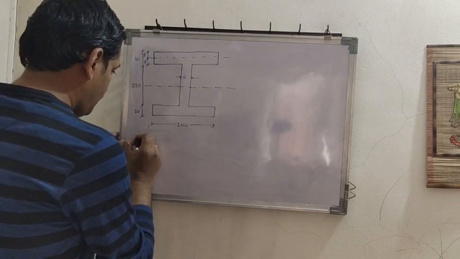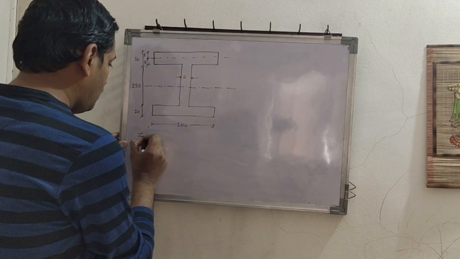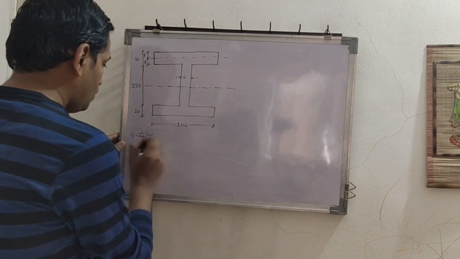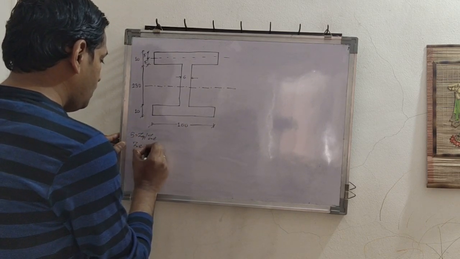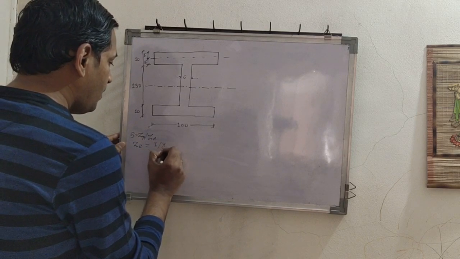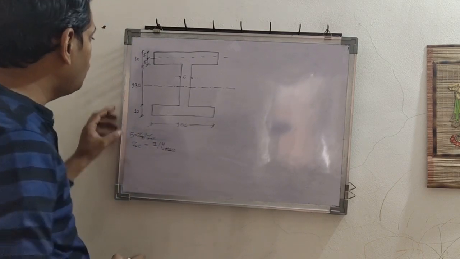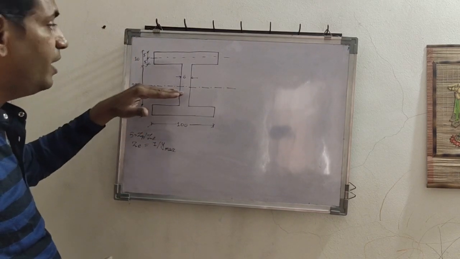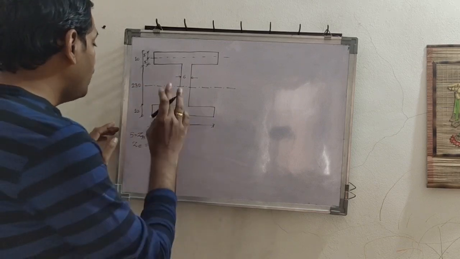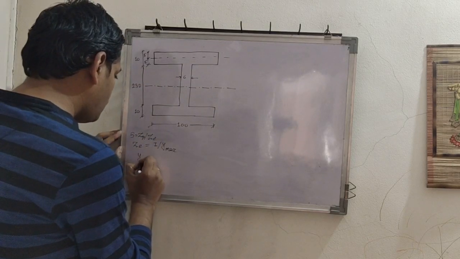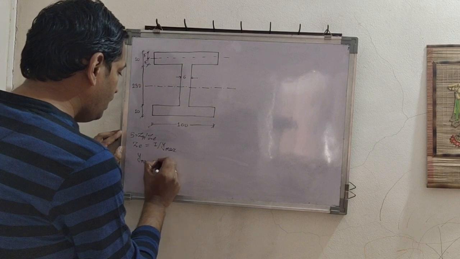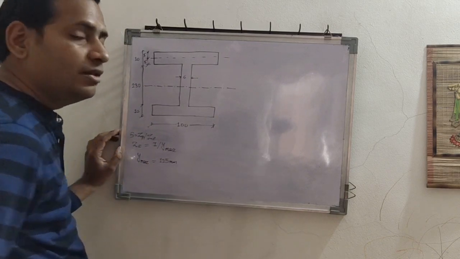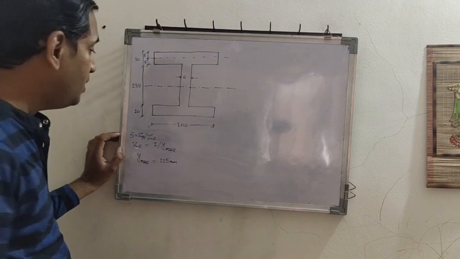As usual, S is equal to ZP upon ZE. So we shall first of all find ZE, which is nothing but I upon Y max. If you see, overall depth is 250 mm. So our Y max will be exactly at half of the depth, which is nothing but 125 mm. Now we have to find moment of inertia for this section.